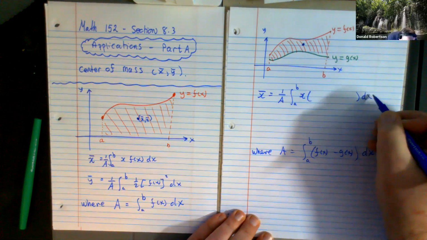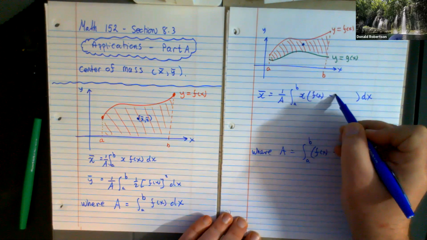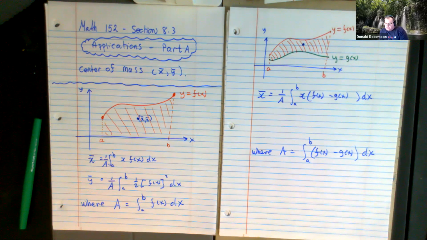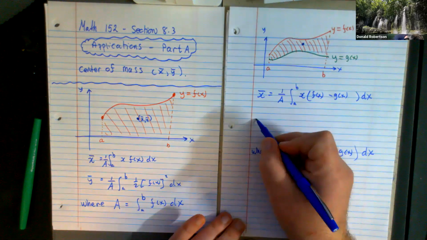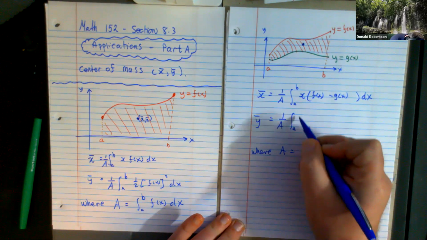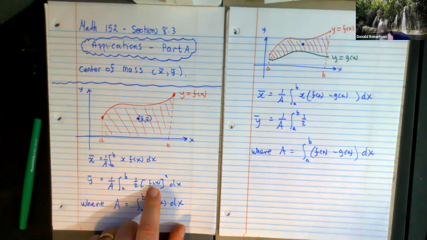The adapted version is that one. Does that seem reasonable based on the question? Agreed? Now, this one I think is a little bit less obvious. It's 1/2 the function squared.